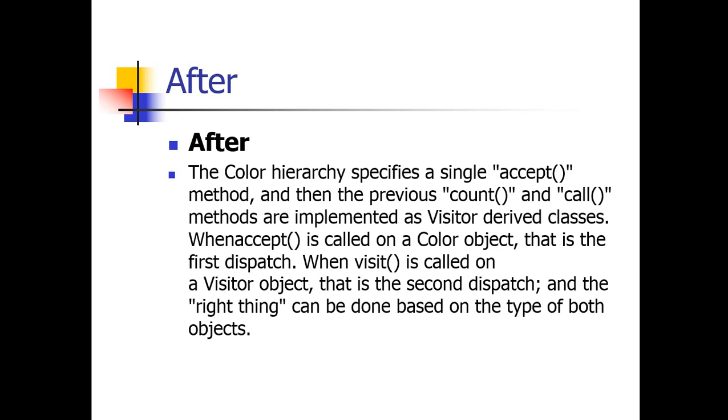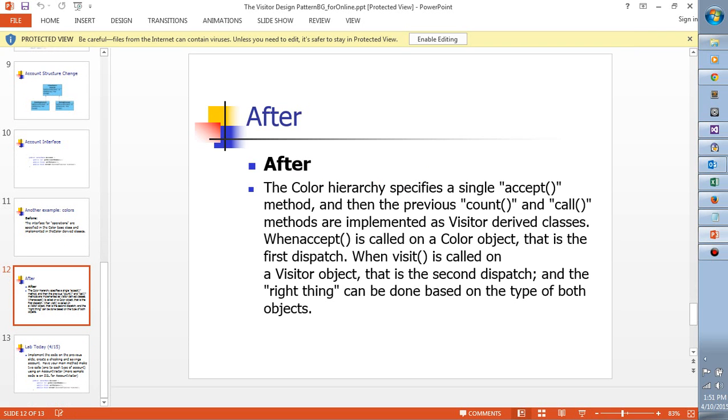So when accept is called on a color object, that's the first dispatch right there. It calls accept on the color dispatch. Then visit is called on the correct visitor object of the thing that's being called. So it's calling it on the correct thing at that point. So let me show you how that works.